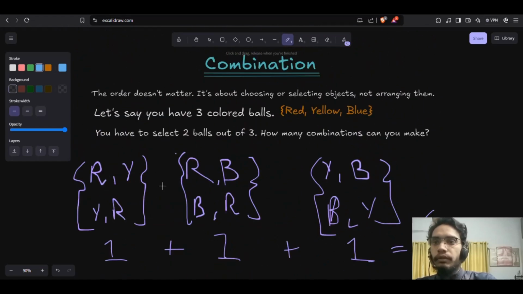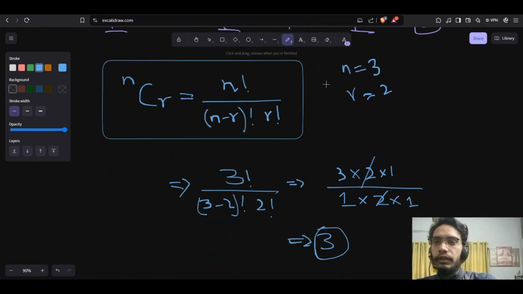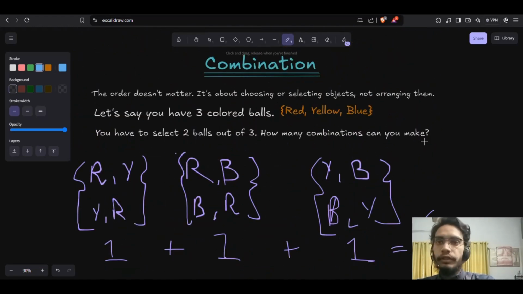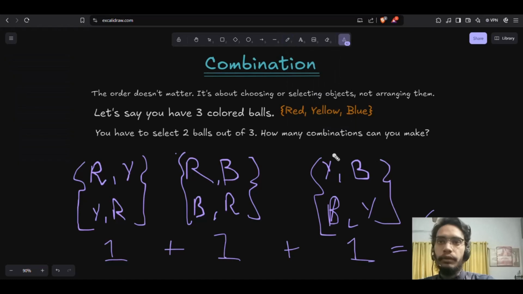So I proved that manually, and I proved that with the combination formula. I hope you understand this. This is a basic concept and the basic difference between combination and permutation. In permutation, we have the arrangement in order, but in combination, we have to select or choose the objects while the order doesn't matter. So I hope you understand this.